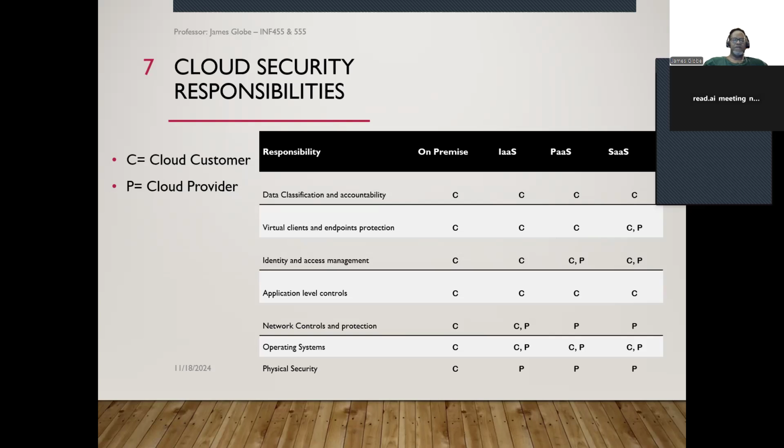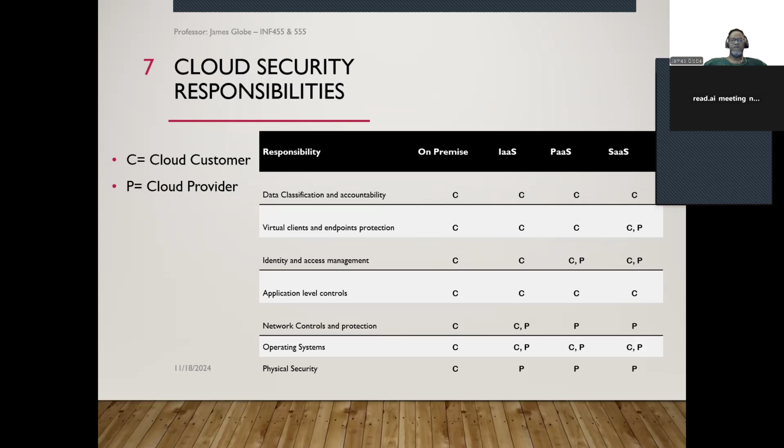Infrastructure as a service, as you can see here, the customer still bears 95% of the responsibility minus the physical. There are a few areas where it's shared, such as network controls and protections and operating system. But still, the primary entity that's responsible are the customers for their environment or for what they lease from the cloud provider.